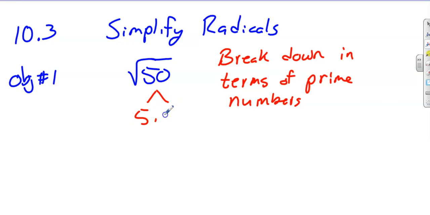You can do 5 times 10. 5 is a prime number, so that's as far as that one will go down. 10, you can make that 2 times 5. And both of those are prime numbers.